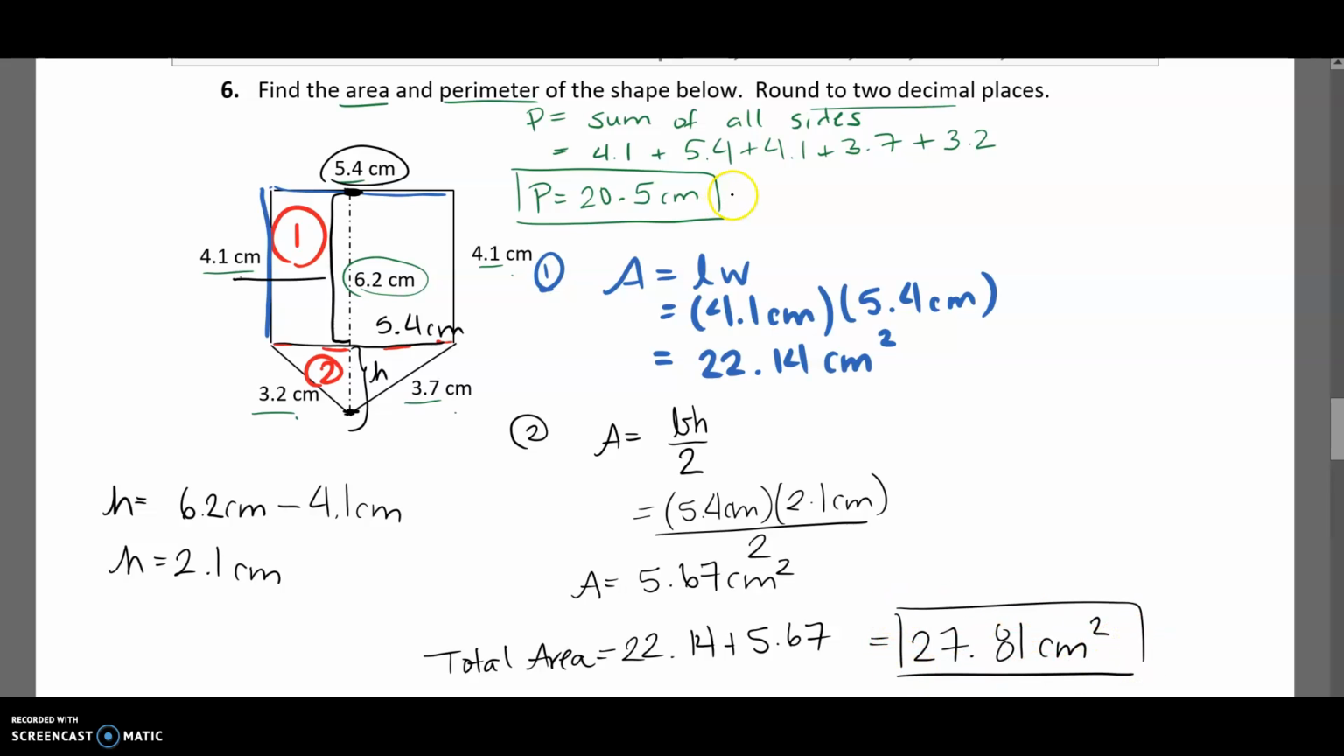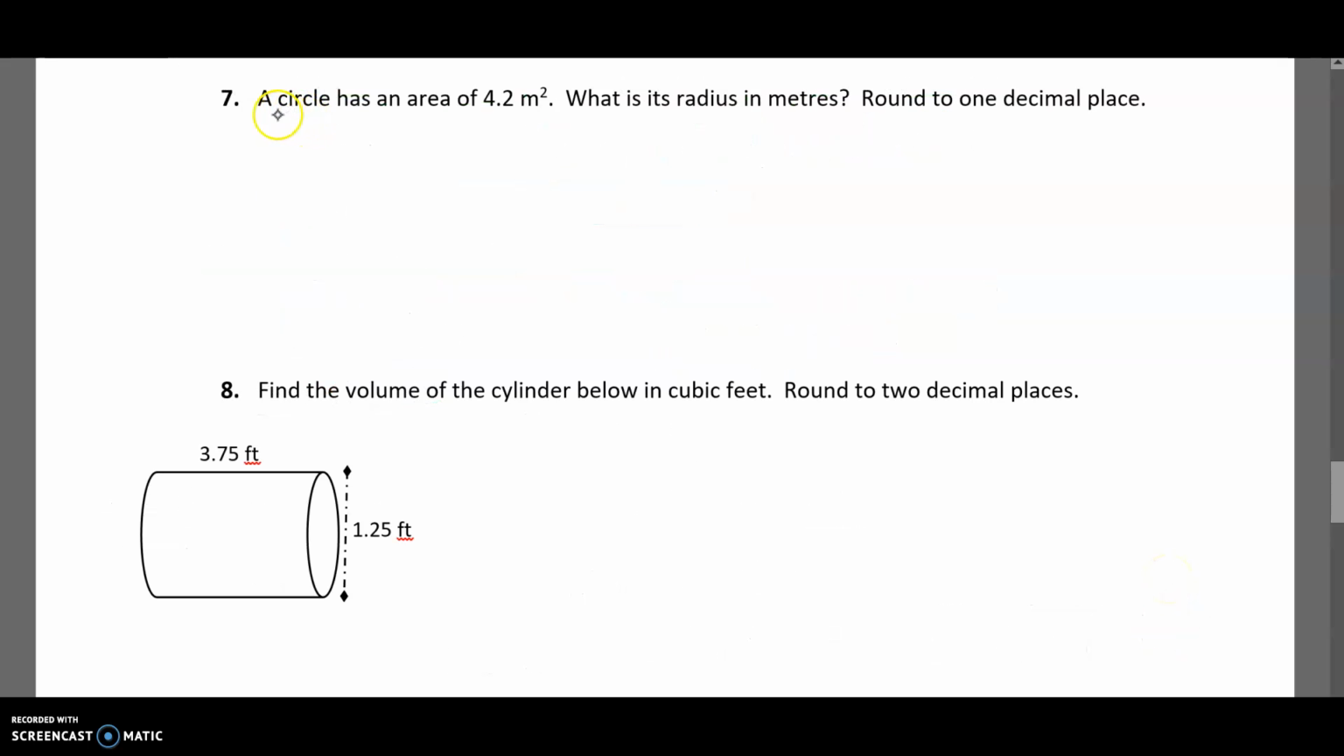So I calculated both the perimeter and the total area of this irregular shape. In the next question, I'm dealing with a circle, and I'm told it has an area of 4.2 square meters, and I want to find the radius in meters. I'll round my final answer to 1 decimal place. From your formula sheet, the formula for area of a circle is pi r squared. In this case, I know the area, so I substitute that in for A, 4.2.